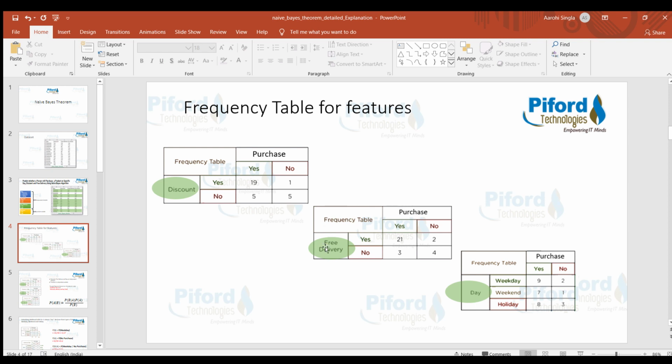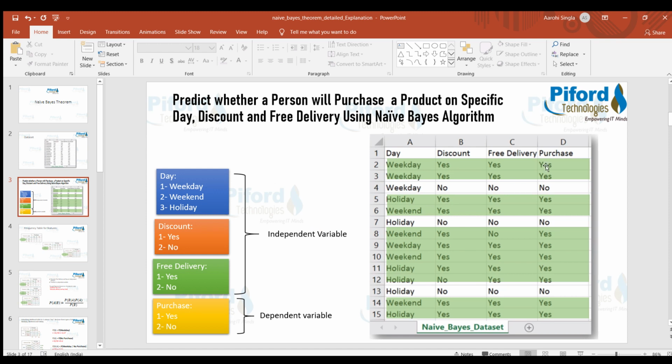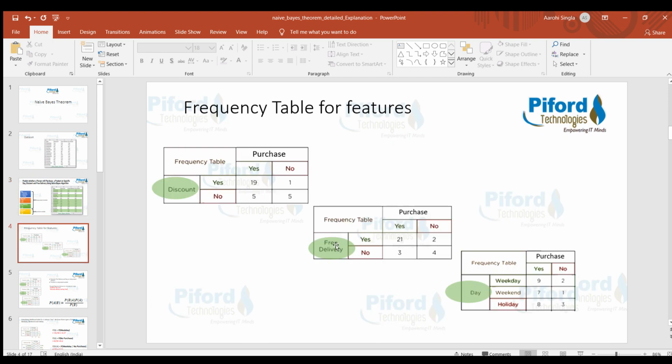In the same way, we have the frequency table for the free delivery column. Again we have two options: yes and no. When the free delivery option is there, 21 customers purchased and 2 customers didn't purchase. And when there is no free delivery option, 3 persons purchased and 4 didn't purchase. So this is the frequency table for the free delivery column.